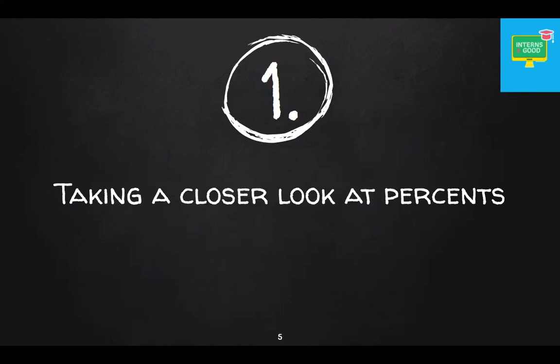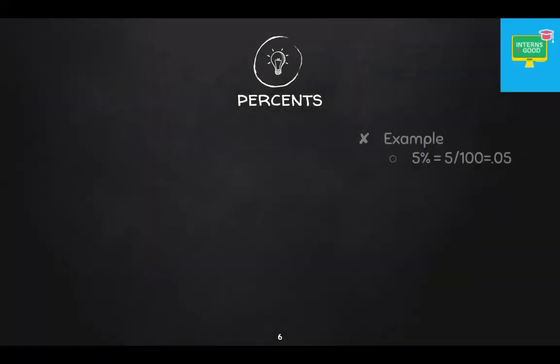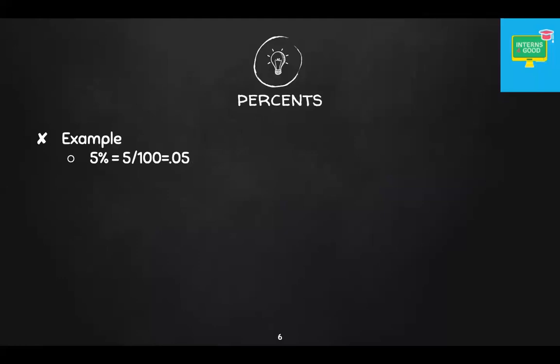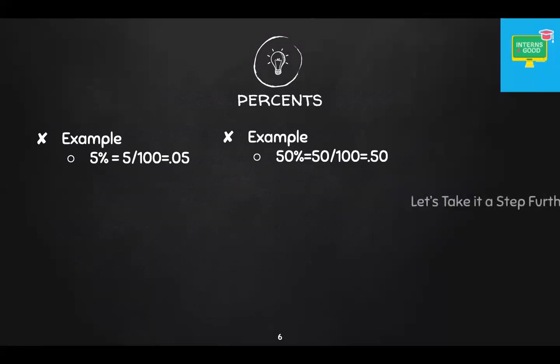Let's take a closer look at percents. Here are some examples. For example, 5% is 5 divided by 100, which is 0.05 in decimal form. Let's look at another one. 50% is 50 divided by 100, which is 0.5.